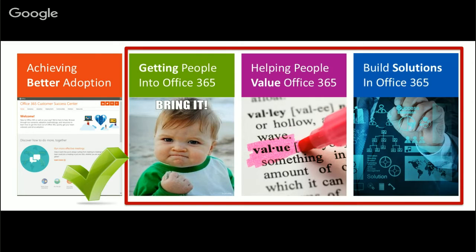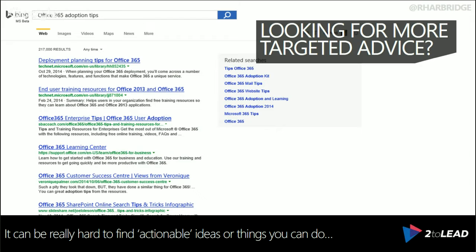Now let's talk about these other 3 categories of activities, and I'm going to give you some examples that either aren't on that site or that I might have more details to give. If you look for things like Office 365 adoption tips, you get all sorts of results, but to be honest, they're not really what I was looking for.